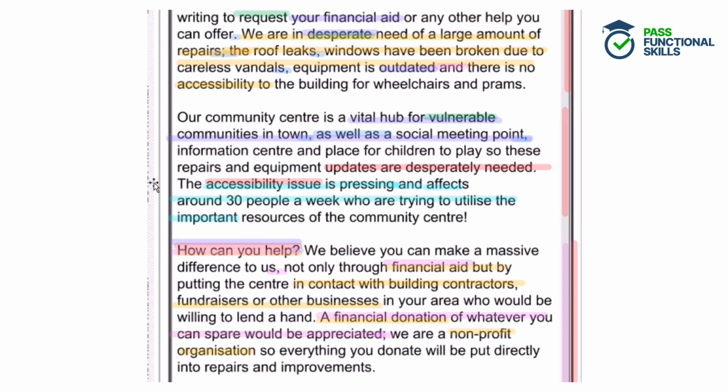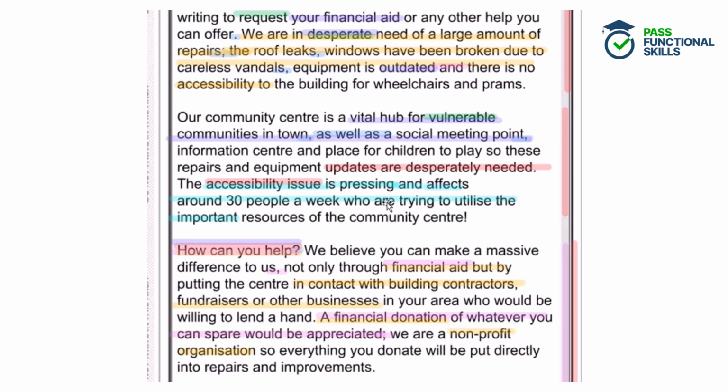So, for example, we have: the accessibility issue is pressing and affects around 30 people a week who are trying to utilise the important resources of the community centre. So we've got several ideas here. They've given the opinion that the accessibility issue is pressing, so it's important. And then we've got the connective "and" to add some additional information here, saying that it also affects around 30 people a week. So here we are justifying this opinion that the issue is pressing using the fact about 30 people a week who are trying to use the resources.